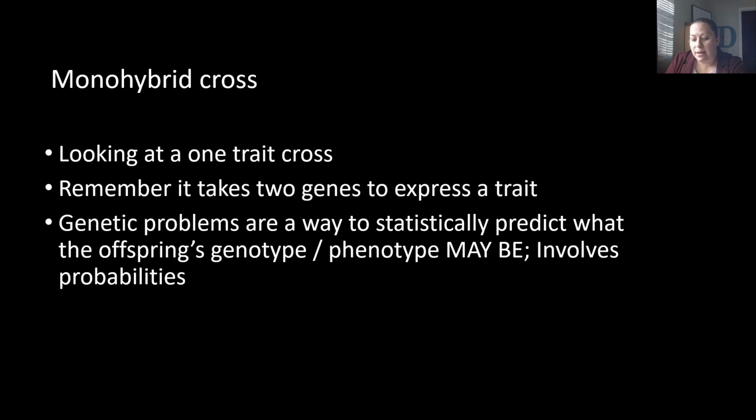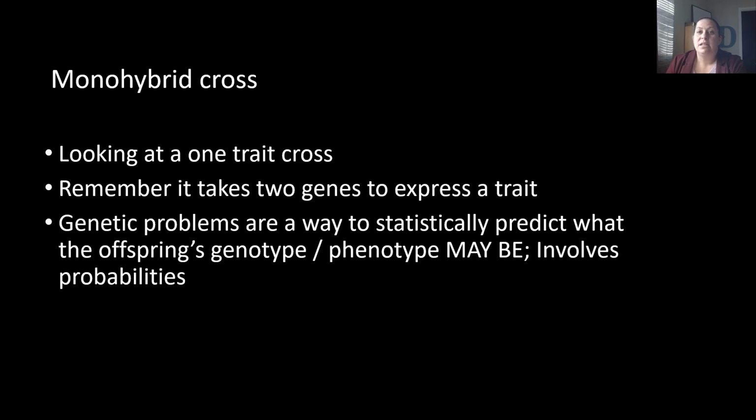Now this brings us to something that Mendel did, which were crosses, where he crossed two individuals and predicted to see what was going to happen. So the first type of cross we're going to talk about is a monohybrid cross. Mono means one, so we're crossing one trait here. Now remember, it takes two genes to express a trait. So genetic problems are a way for us to statistically predict what the offspring's genotype and phenotype may be. So this involves probabilities, which talks about math.